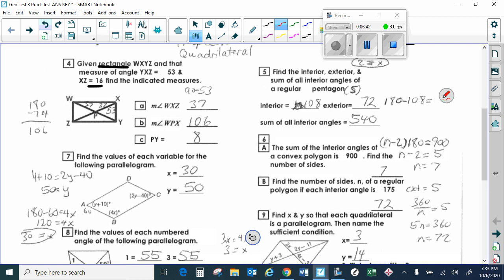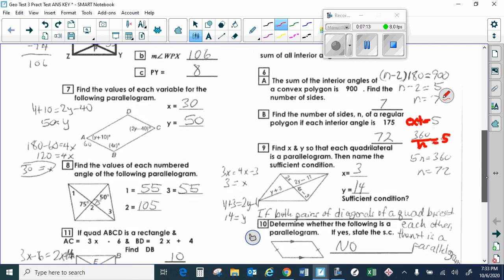Find the number of sides of a regular polygon if each interior angle is 175. Well, if the interior angle is 175, then the exterior angle is 5, right? Because remember, they're supplementary. They form a linear pair, just like we did number 5. And then don't forget, 360 divided by the number of sides equals that exterior angle, so it equals 5. So I cross multiply, I get 5n equals 360, divide by 5 on both sides, and you get n equals 72. All right, that was 6. Go over here to 7 now.